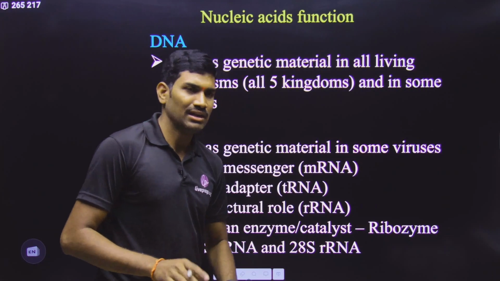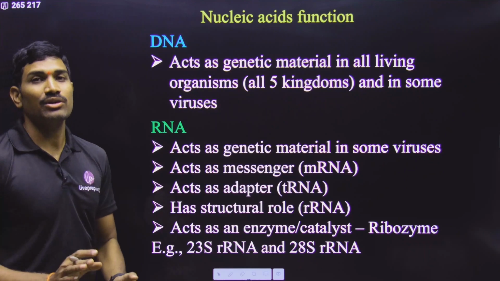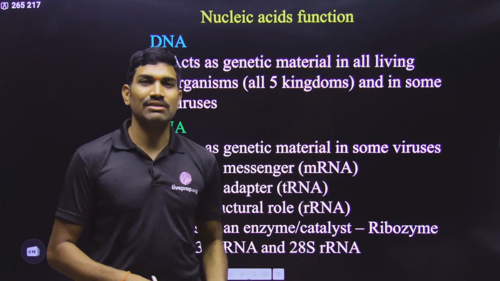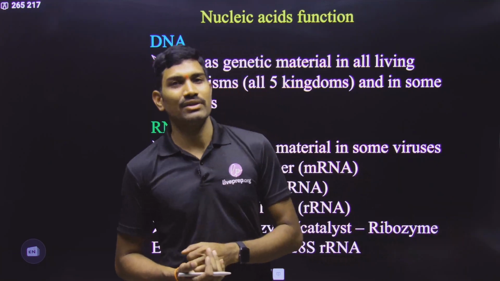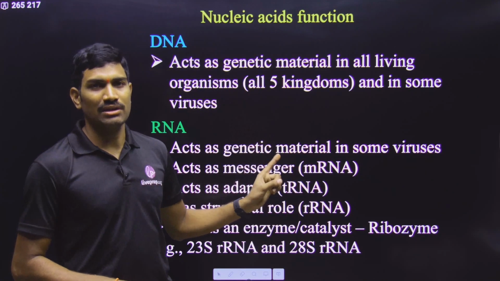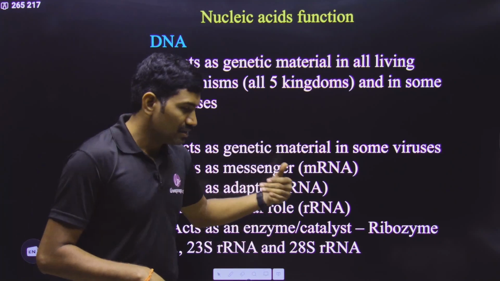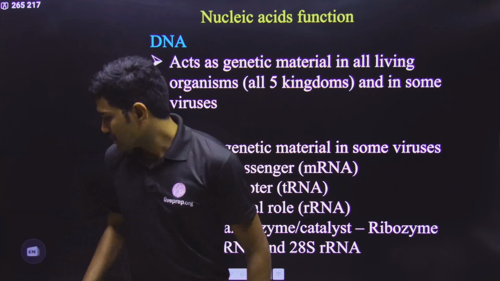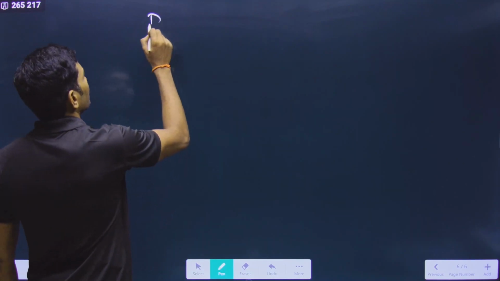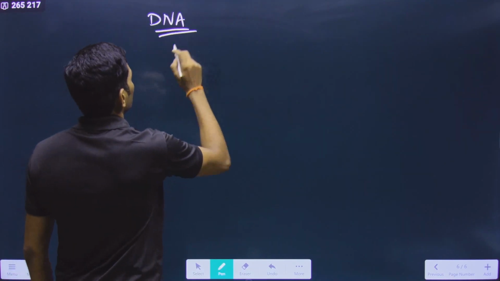Clear. And then we are going with some important functions of DNA and RNA. Actually this list was given in the molecular basis of inheritance chapter, but you need to remember this. This is very, very important information. That is the reason why I am telling you here itself. So please try to understand this information. First we will see the function of DNA. What is the function of DNA?